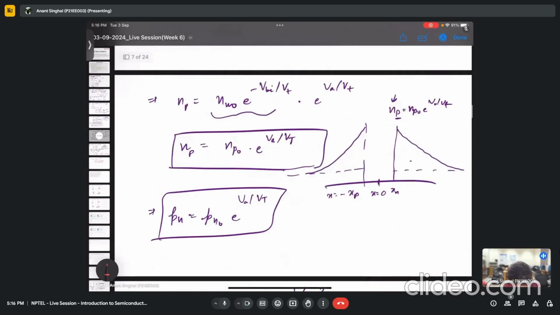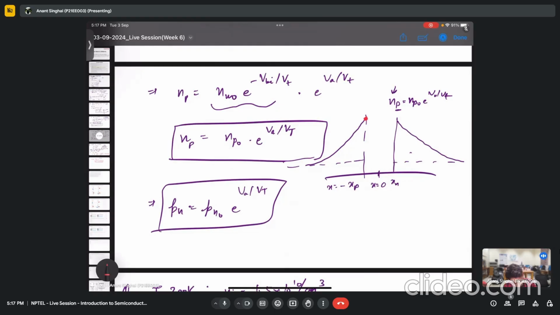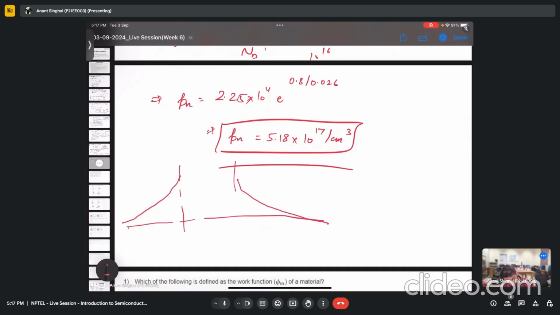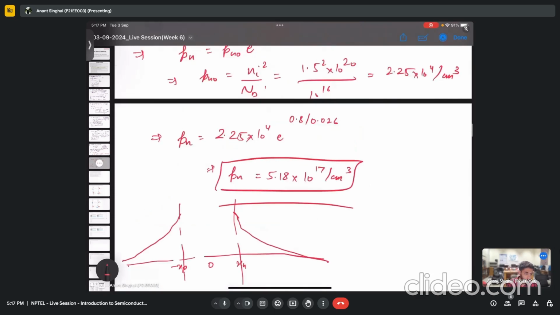So basically what we have calculated is, at the edge, holes at the n side. We have a very high concentration at the edge and then it decays exponentially. So this is 0, let's say this is x and this is minus xp. This was a very brief overview of the forward bias PN junction.